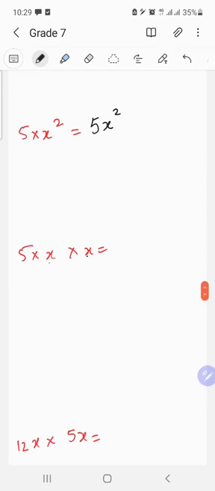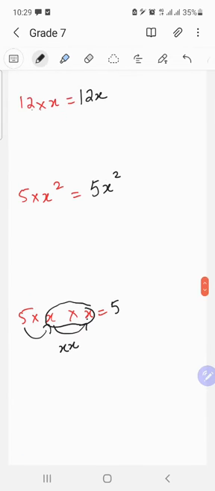So here, when they're going to fuse, 5 is going to fuse with this x, and this x is going to fuse with that x. Now remember, when 2 x's fuse together, they become x and x. But I'm not going to write 5xx. Because it's twice, I'm going to write 5x squared.